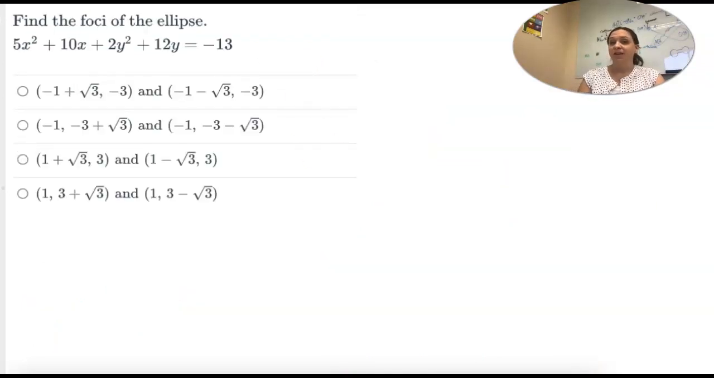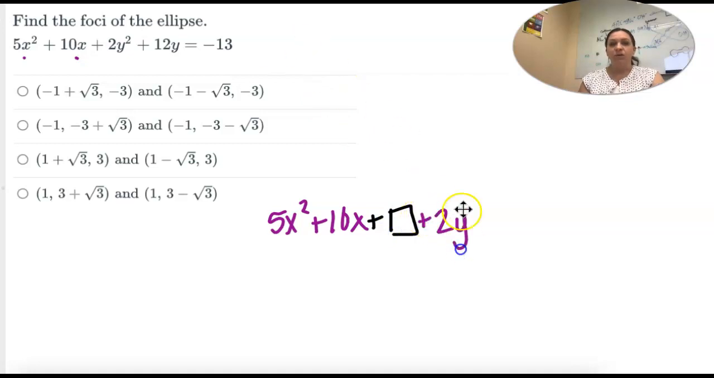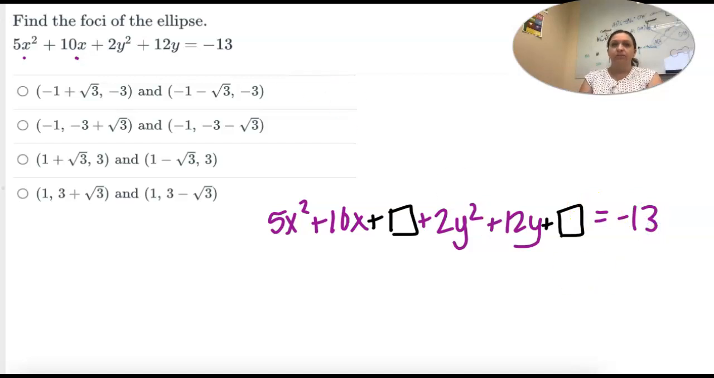We're going to do that again, but our answer is going to be the foci. But we need this in standard form so we can see what a squared and b squared are. So I'm going to complete the square. I have 5x squared plus 10x, and I need to leave space to complete the square, plus 2y squared plus 12y, and I need to leave space to complete the square, equals negative 13.